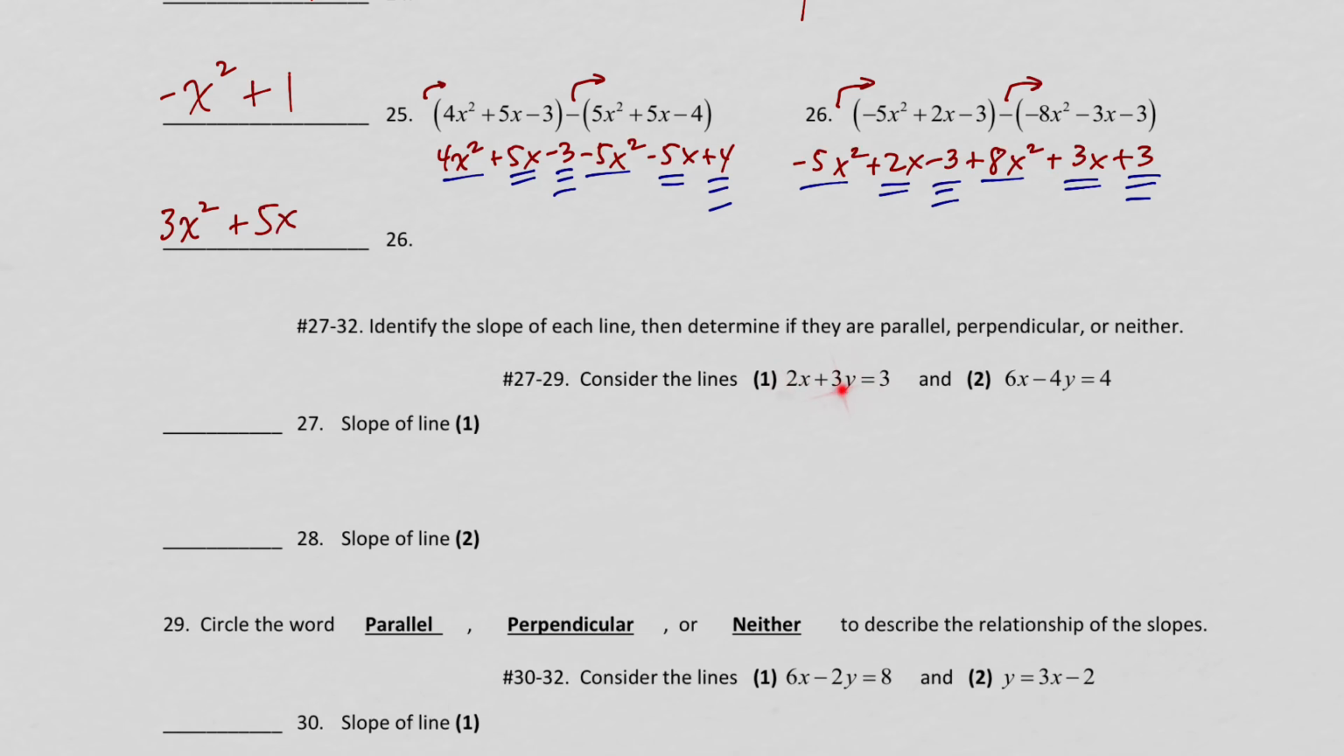To find the slope, let's solve this for y. So I'm going to start by moving my 2x over, and we're going to get 3y is equal to negative 2x plus 3. And if you divide by 3, we're going to get y is equal to negative 2/3 x plus 1. So the slope is negative 2/3. It's the number in front of the x.